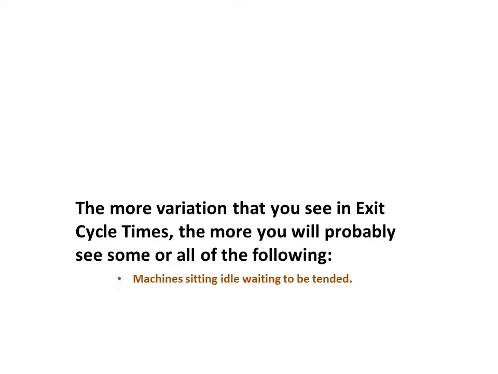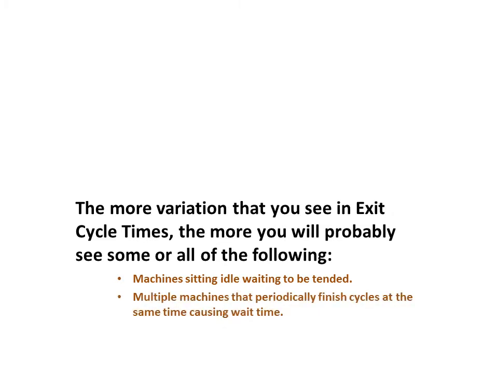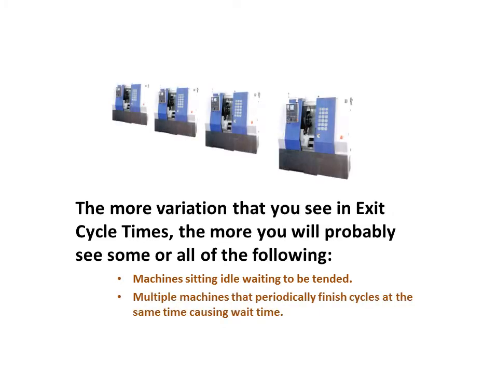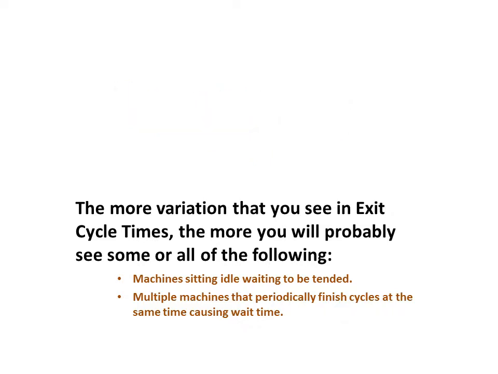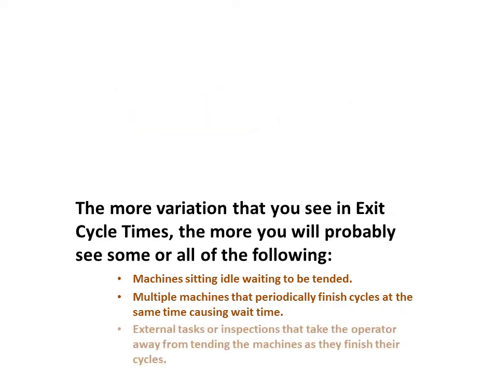Another scenario might be seeing multiple machines that periodically finish their cycles at the same time, causing wait time. This is particularly true in cells with identical machines that have been clustered together because of like operations. The final scenario for consideration is when you see cyclical or periodic external tasks or inspections that take the operator away from tending machines as they finish their machining cycles.